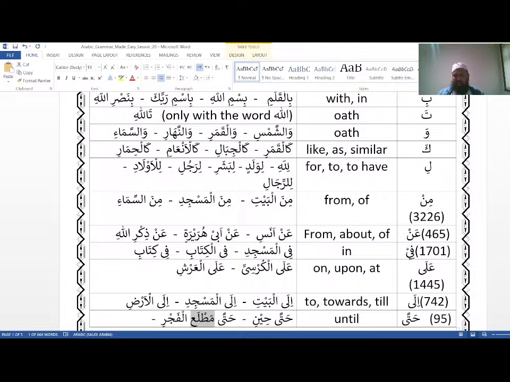Then min, an, fi. Then ala, ila, hatta. So one letter harful jar, then two letters, there 1, 2, 3, and three letters, 1, 2, 3. If this way is easier to remember, use it. If not, you can make your own ideas how to remember things. Okay.